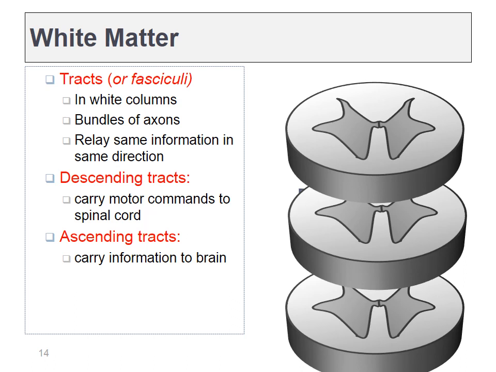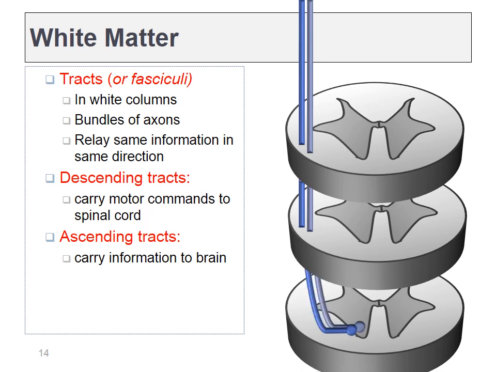Instead, I would like you to understand the basic concept. There's a saying in neurobiology that neurons that fire together wire together. And that means that neurons that serve similar functions tend to be next to one another. And that's what we see in the white matter. Axons traveling down from the brain to control certain muscles are bundled together in the ventral columns. Axons traveling up to the brain, sending sensory information, are bundled into tracts in the dorsal columns.